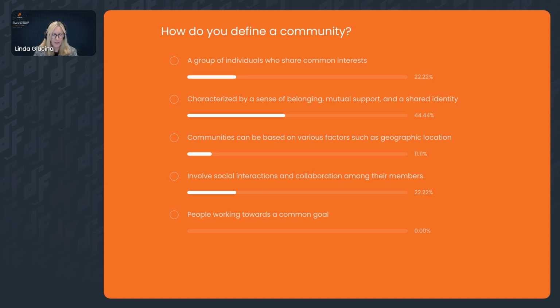So what we've got is a group of individuals who share common interests, characterised by a sense of belonging, mutual support, and a shared identity. We've got communities that can be based on various factors, such as geographic location, and involve social interactions, collaboration, and people working towards a common goal. So it's probably all of those things. And for all organisations, we really need to look at what we're trying to achieve within the SC community.